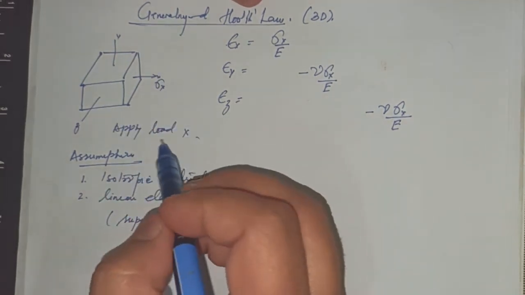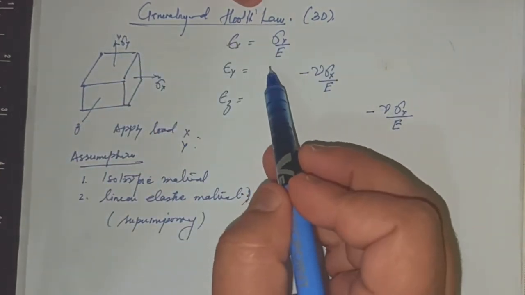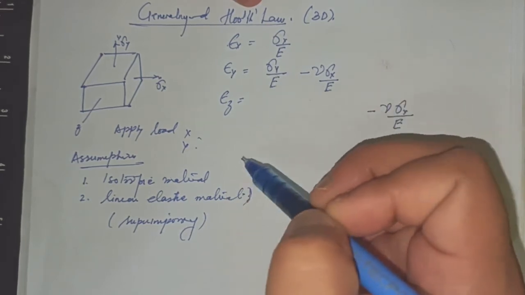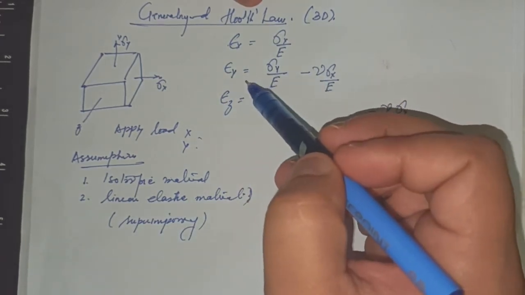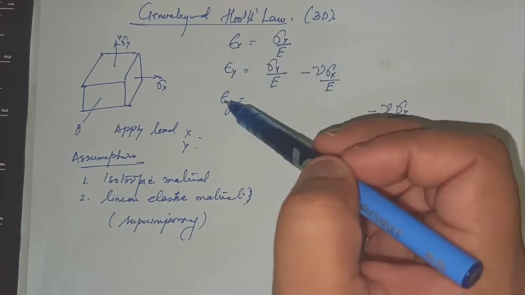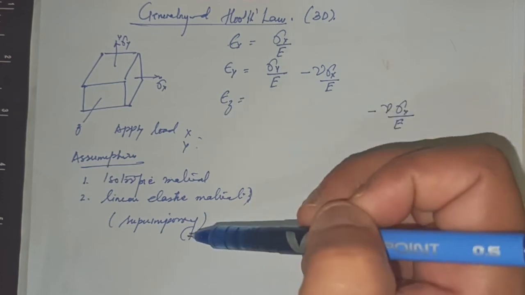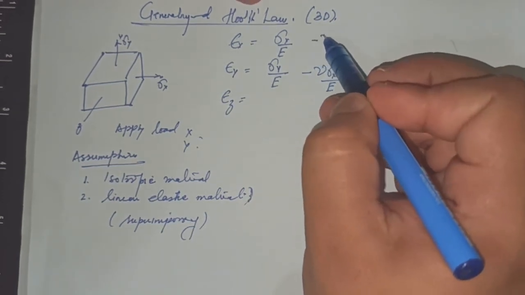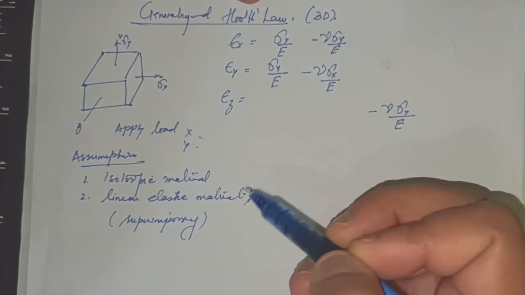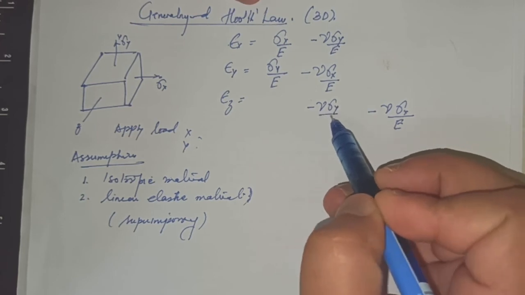If I apply load along y, the strain along y will be sigma y upon E, and due to the Poisson's effect I will get the Poisson's contraction in x and z also. This will be minus nu sigma y upon E.